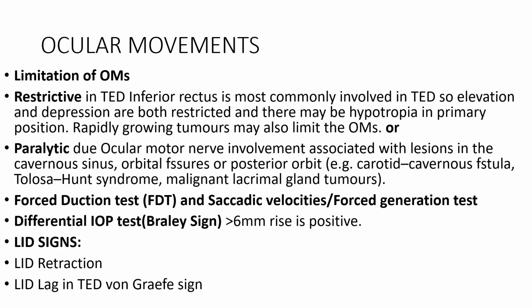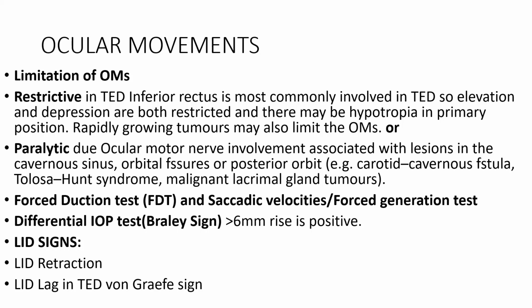Ocular movements must be performed on these patients, and any limitation of the ocular movements should be noted down. It may be a defect of ocular movement due to restriction of the movement. It occurs in thyroid eye disease, in which there is inferior rectus involvement, the most common, and so elevation and depression are both restricted, and there may be hypotropia in primary position.